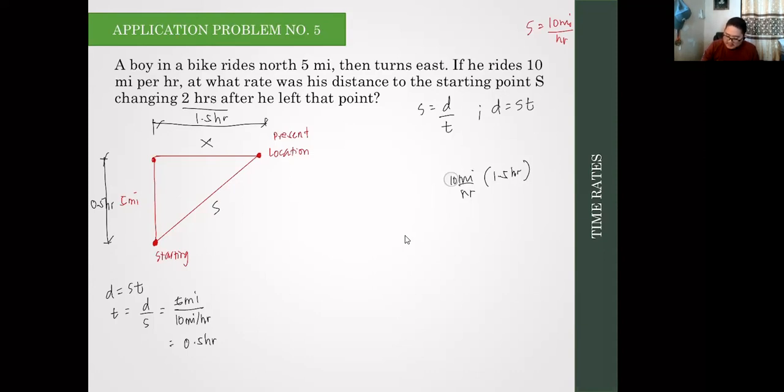Sige, analyze natin yung total distance niya. So, sabihin natin yung distance mula dito sa location na to, papunta dito, ano yung distance na yon? 5 plus x. Okay? And then, ito yung distance. Yung speed natin is 10 miles per hour. Yung time natin is kailangan makakuha tayo equation eh.